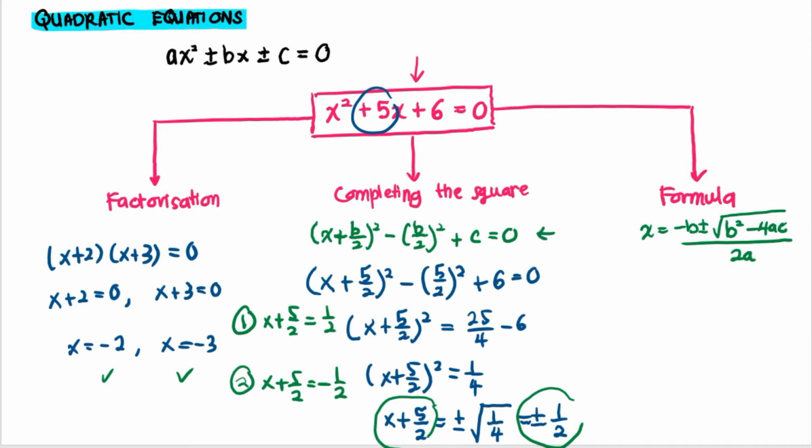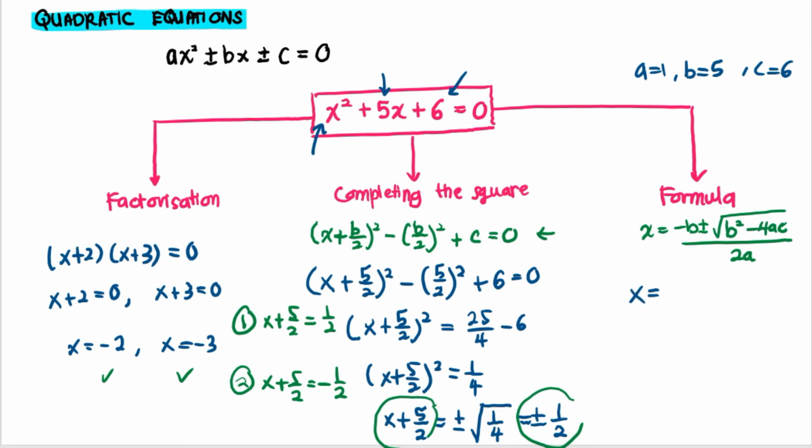You can just use this formula actually. Another one is by using the formula. So when you want to use the formula for the quadratic equation, you have to consider the coefficient of x squared, coefficient of x, and the constant. In this case, a is 1. The coefficient of x is 5, so b is equal to 5, and c is given by 6. Therefore, you just plug in inside this formula.